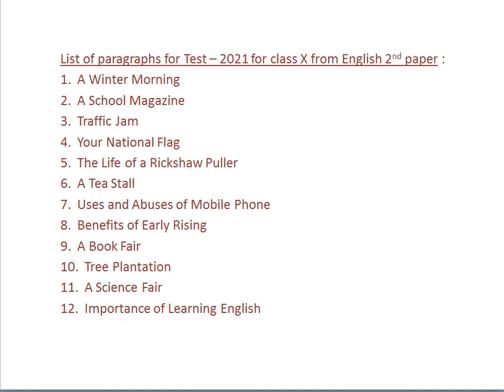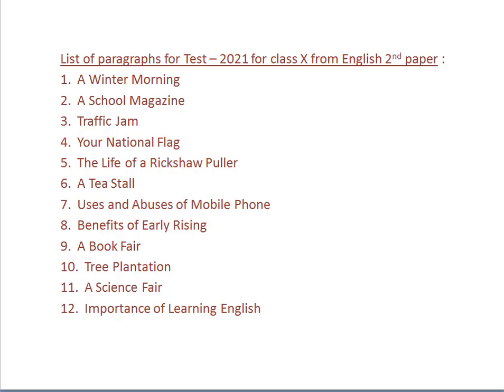List of paragraphs for test 2021 for class 10 from English second paper. A winter morning. A winter morning is distinguished by biting cold, dense fog, mist, and dews. The environment is dull and dismal. Then show some salient features of winter morning, and you may conclude like this: though a winter morning creates some troubles in our life, it is enjoyable in some respects.